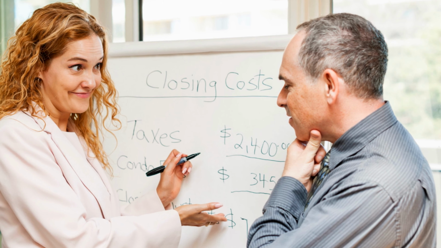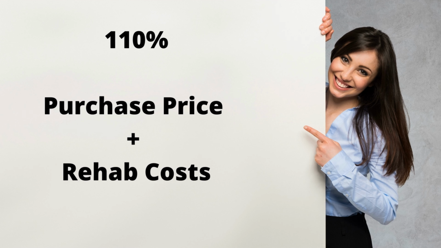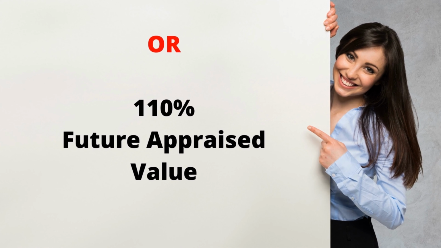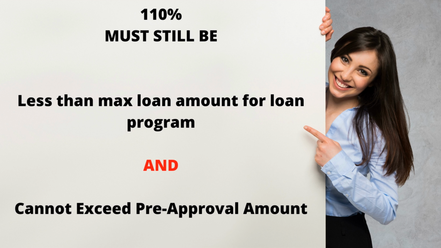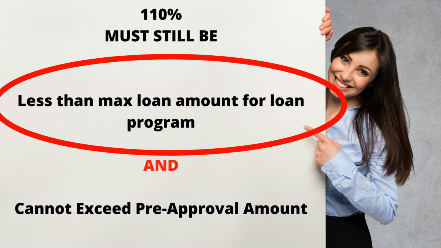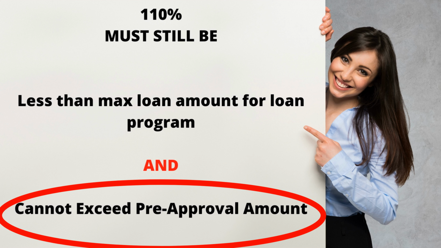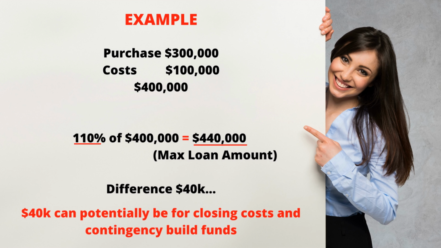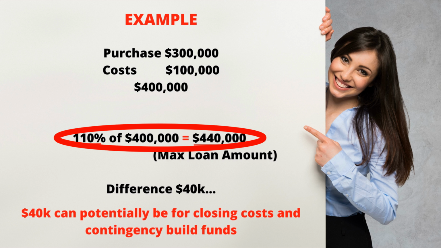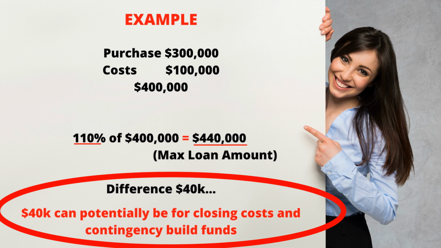What if you have the money to put down, but possibly not all the additional funds for closing costs as well? Another unique feature of these loans is that the loan amounts can be up to 110% of the purchase amount plus rehab costs, or 110% of the expected appraised value, the amount that the appraiser believes the home will be worth after everything is completed, whichever of the 2 is less. As long as the 110% is still less than the max loan amount for the loan type and is not exceeding the loan amount that you were pre-approved to purchase a home for, this might allow for some wiggle room to possibly add the closing costs into the loan amount and be financed over the 30 years.